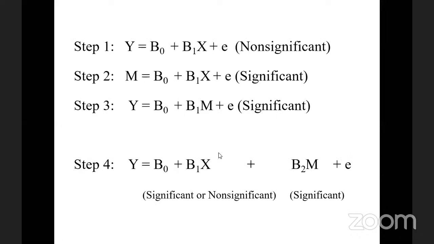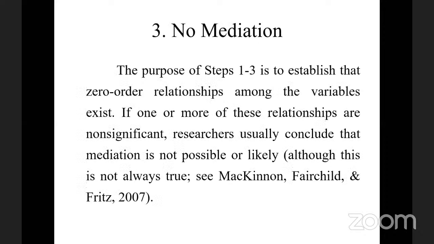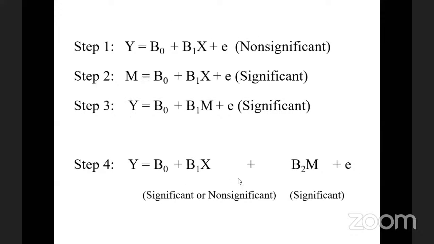And another model is no mediation. No mediation means, so you can see the no mediation, there is the relationship between y and x. If the relationship between x and y is not significant, and the rest of the steps, step 4, step 2, if they are significant, and then the outcome variable is significant or not significant, then we can say no mediation.